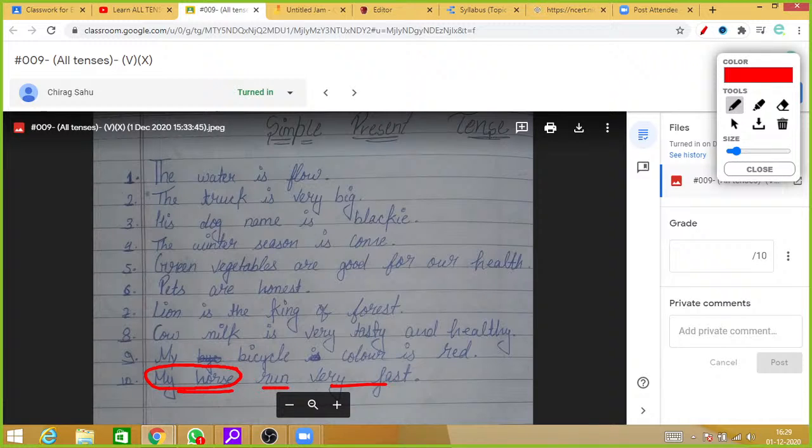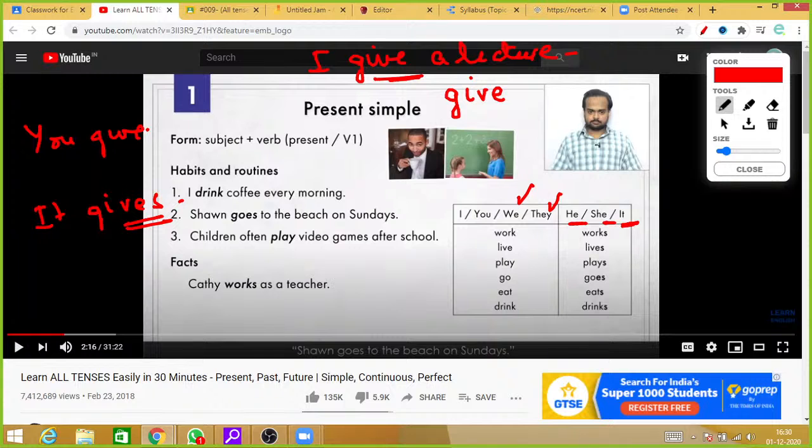Yes. Who? My horse. So what will happen? And the verb is run. When we talk about the horse, what will happen to run? What should we use instead of run? My horse... Very good. Runs very fast. Applying the same rule, bacche, this rule.